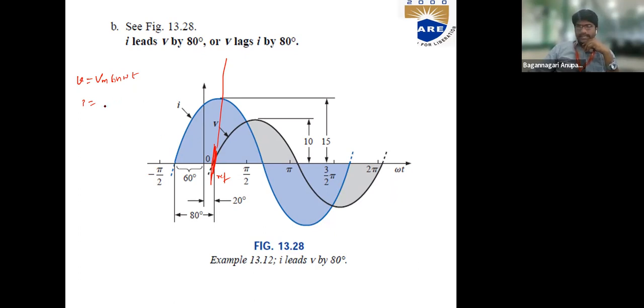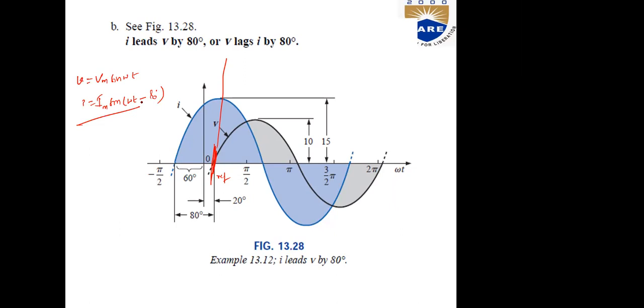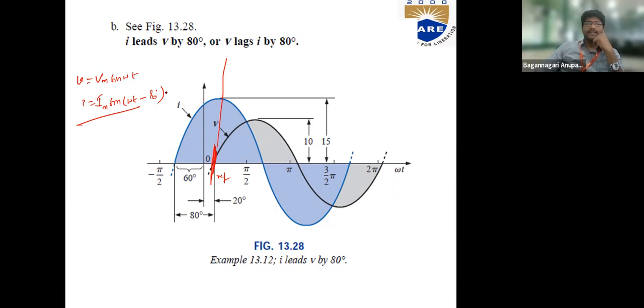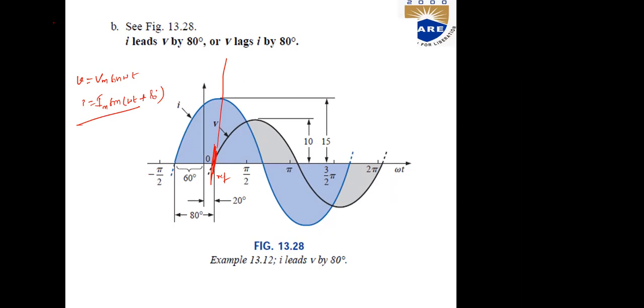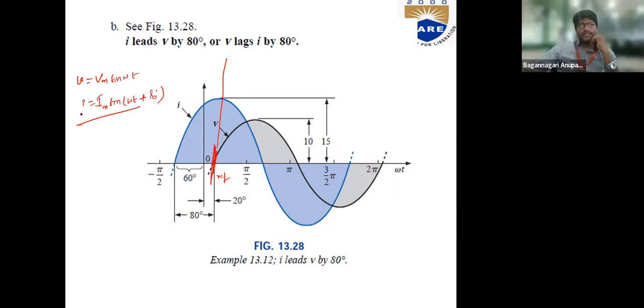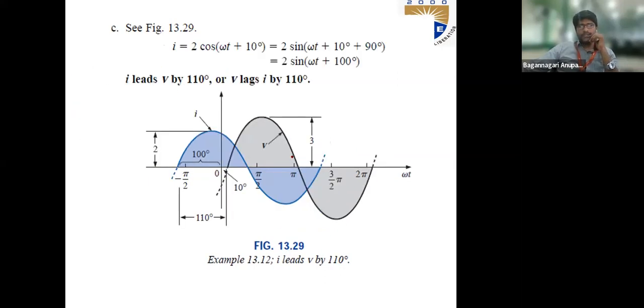So what equation can I write? I is equal to Im sine omega t plus 80 degrees. Why plus 80? Plus is given for leading, right? Yes, very good. So this is how we represent voltage and current. Similarly, you have more examples, and we can go through them.